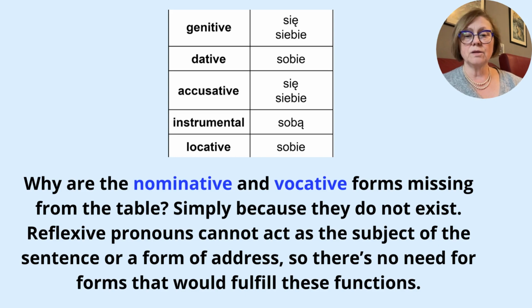Why are the nominative and vocative forms missing from the table? Simply because they do not exist. Reflexive pronouns cannot act as the subject of the sentence or a form of address, so there is no need for forms that would fulfill these functions.